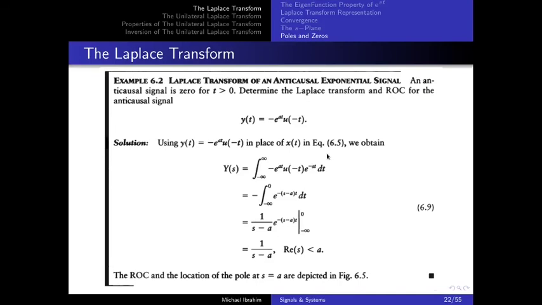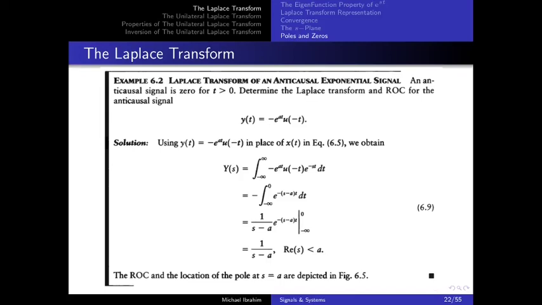Let's move on to our next example over here, which is e to the power at times u of minus t. So it's an exponential function as well, but now it's a left-sided exponential function. U of minus t is a unit step going from minus infinity up to 0 with a value of 1 and 0 otherwise. And this kind of signal might be referred to as a left-sided signal or an anti-causal signal. As you can see over here, it's called an anti-causal signal because it's not causal. For a signal or a system to be causal, the impulse response has to be 0 for t less than 0. So this kind of signal is anti-causal.